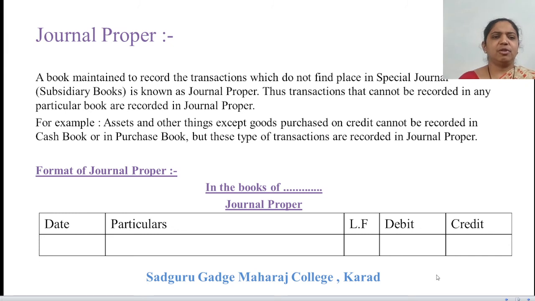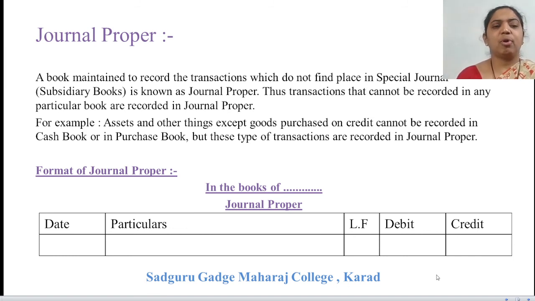The format is given in front of you. In the format of the journal proper, first we have to write, in the books of, blank. Then we will write journal proper. Then we will make a format over here. In the format, you can see date, particulars, LF, debit amount, credit amount. This has always been given to you.